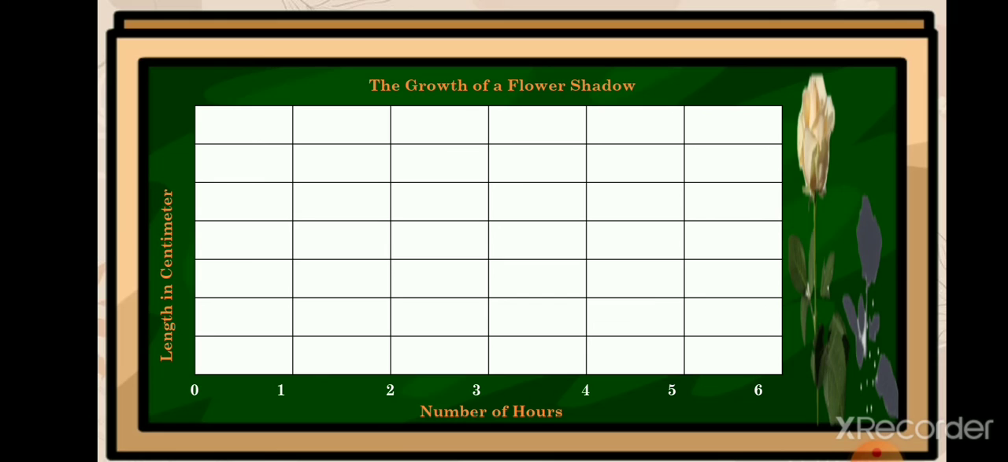So where do we put our first dot if the shadow of a flower grows 3 centimeters for the first hour? Okay, let's put our first dot here because the shadow of a flower grows 3 centimeters for the first hour. Okay, for the second up to the last hour, it grows the same 3 centimeters as the first hour. So we will put dots here, here, here, here, and here.